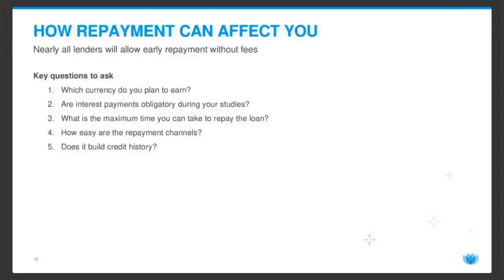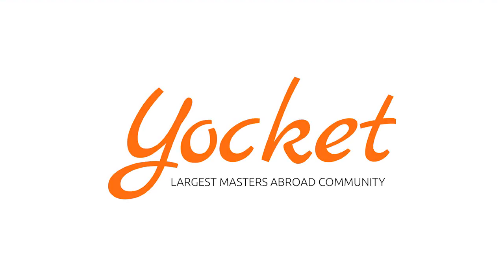The fourth question to ask would be, how easy are the repayment channels? Do I have to do a bank transfer? Does someone have to go physically to the bank, speak to them, does any other document need to be signed, etc.? And fifth, last but not least, a very important factor: does it build credit history? So these are the 5 questions that a person needs to ask when he or she thinks about repayment of the loan amount.